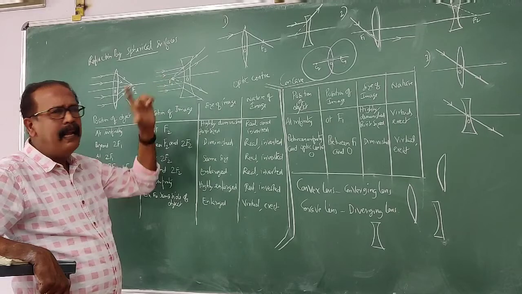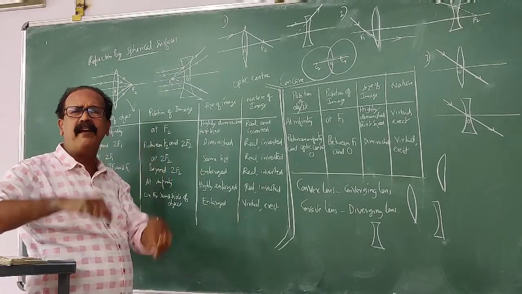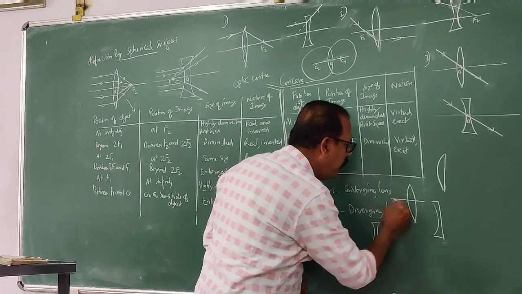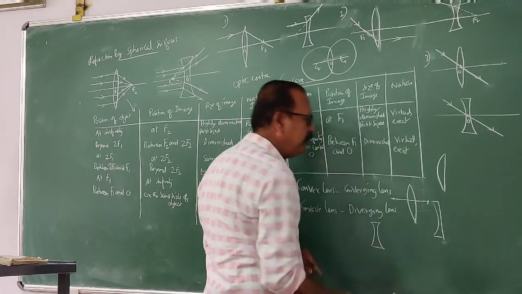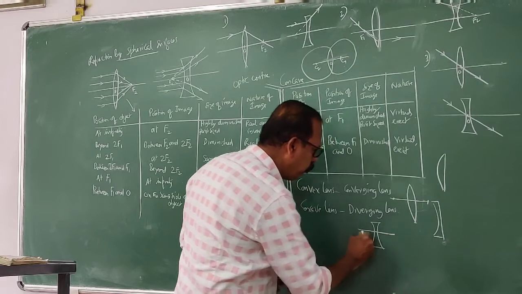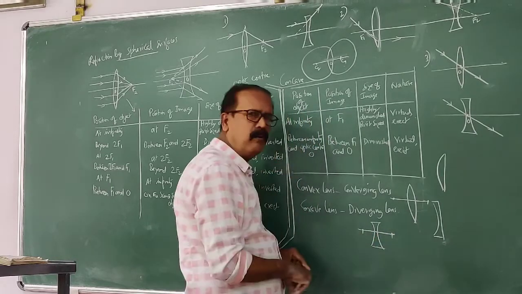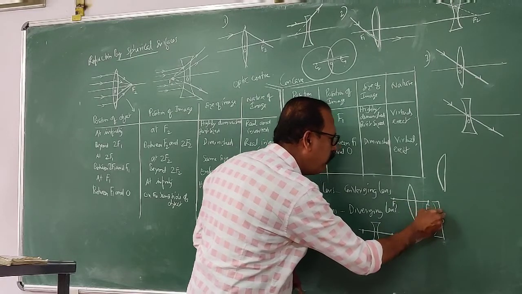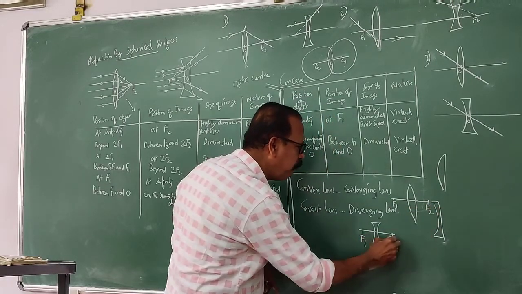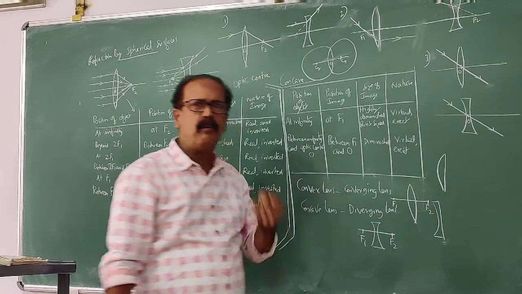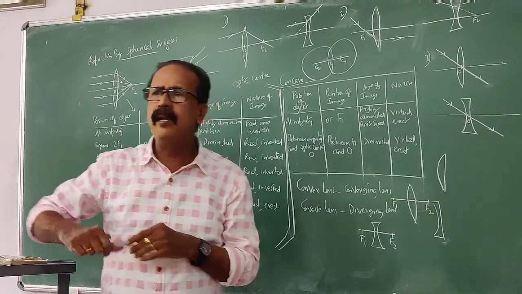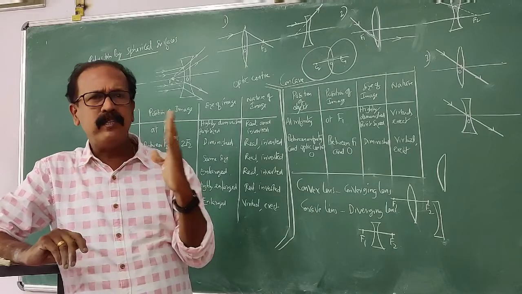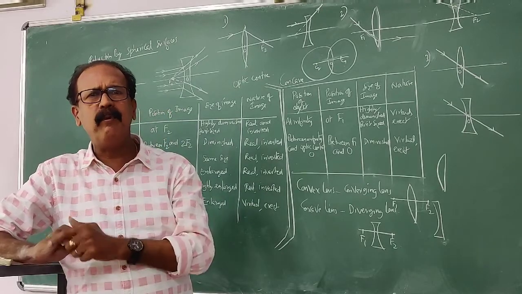Now see, a lens will have two foci on either side. A convex lens will have two foci, one on this side, the other on this side. A concave lens will have two foci, one on this side, the other on this side. The left focus is called F1, the right focus is called F2. But in your level, 10th standard, you need not worry about this. In higher levels, you will study them as first principal focus, second principal focus, and so on.